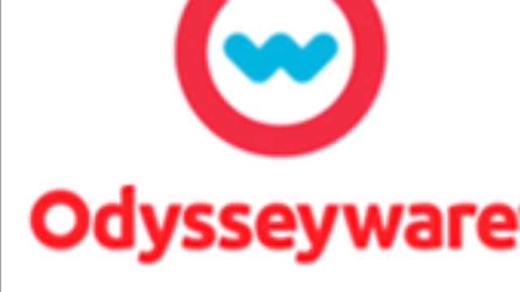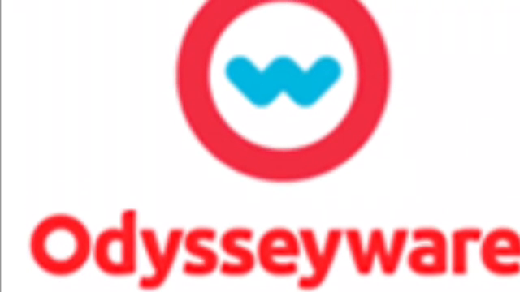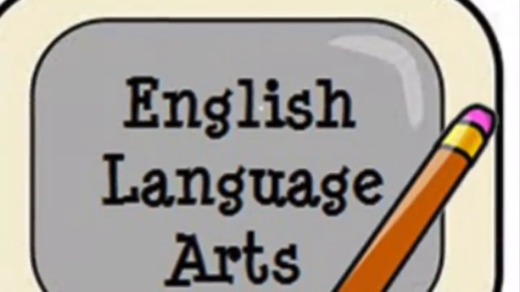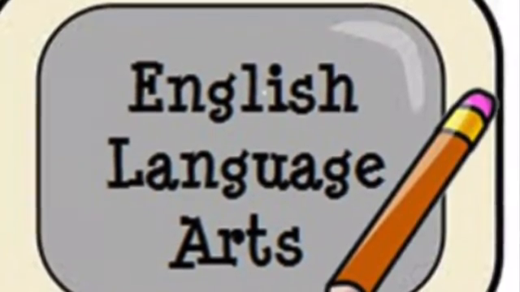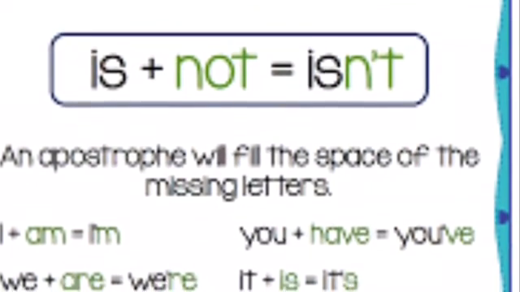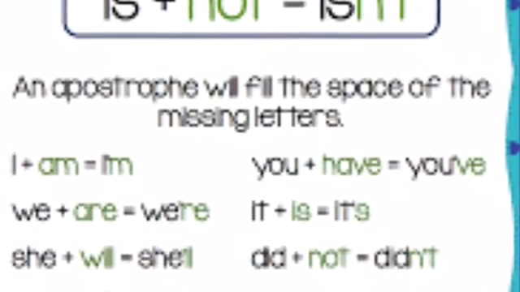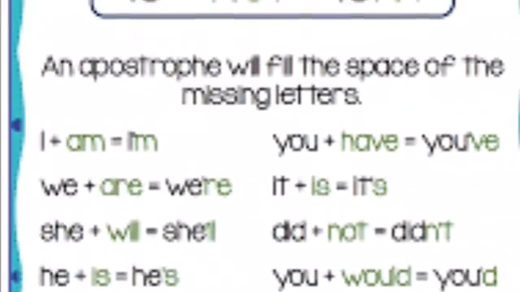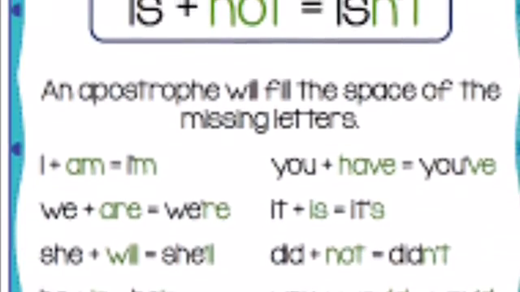Today in our Odyssey Ware program, we are looking at ELA, which is English Language Arts. And we are going to be looking at our lesson for spelling complex contractions. Contractions are an important part of everyday language. They make speaking and writing easier. In this lesson, you will learn some common types of contractions and how to spell them.